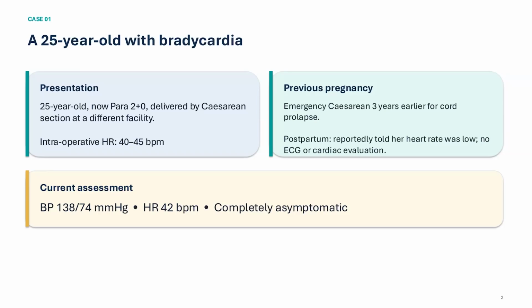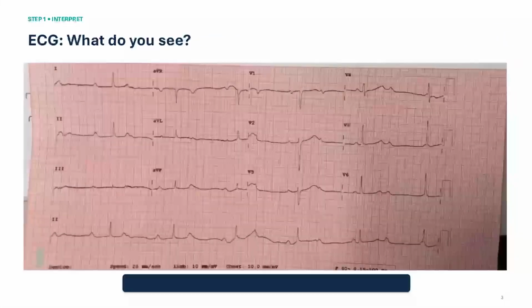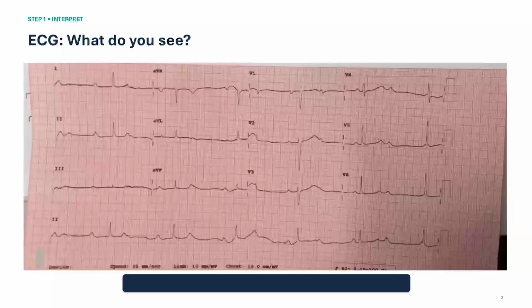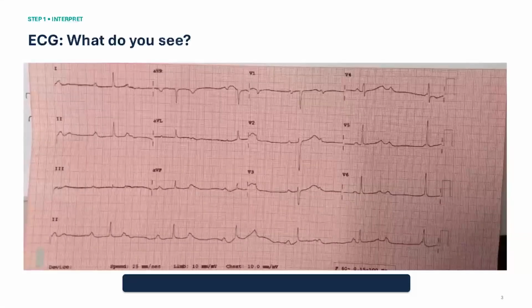The patient was completely asymptomatic, and on further probing, she reported that during her previous pregnancy 3 years ago she underwent a cesarean section, and at that time there was mention that her heart rate was low, but no further evaluations were done. At the time of presentation she was completely asymptomatic. Her blood pressure was 138/74, and her heart rate was 42. So we went ahead and did an ECG. I don't know whether anyone would like to comment on this ECG. Feel free to contribute.